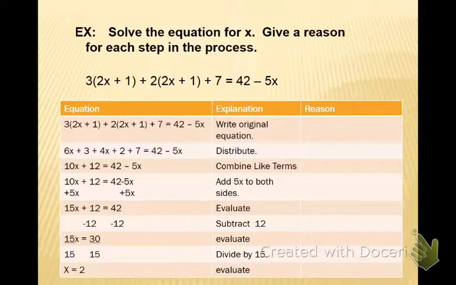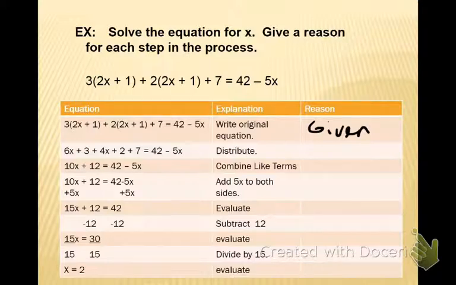Here's how we want to approach this. The middle column just tells us what we're doing. So we start with that equation. Write the original equation. Why do we get to do that? What's the reason? Well, in any self-respecting proof, we always start with given information. That was given to us. I want you to solve that equation. I gave that to you.